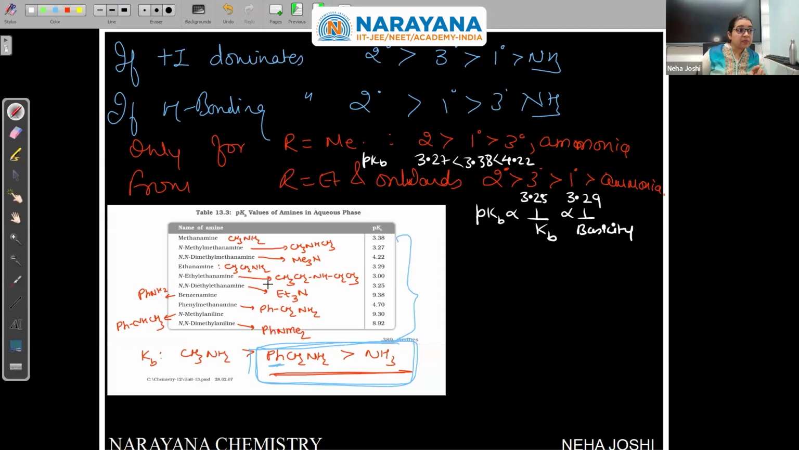Okay, higher pKb, less basicity. And 2 degree, check where is 2 degree. This is 2 degree, 3 it seems. This is again pKb, and where we are referring, this is the simple NCERT amines chapter table. So this is how we concluded that for methyl it is 213, for ethyl it is 231.